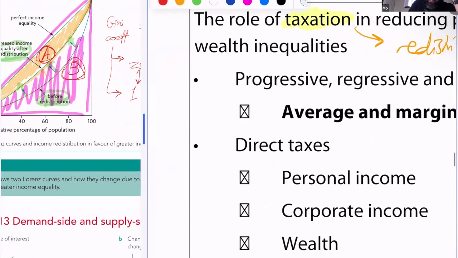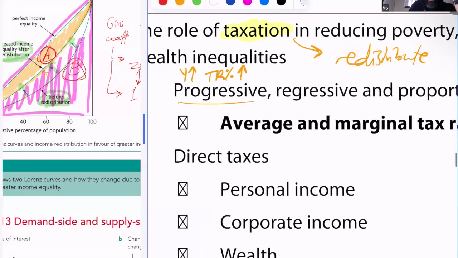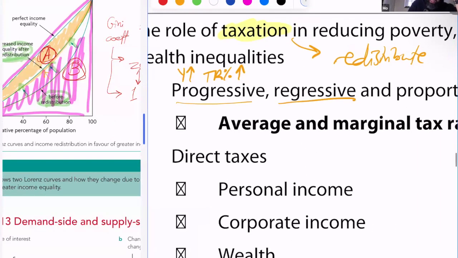Progressive taxes. As income increases, the tax rate increases. Y is income, TR is tax rate. Regressive. As income increases, the tax rate decreases.